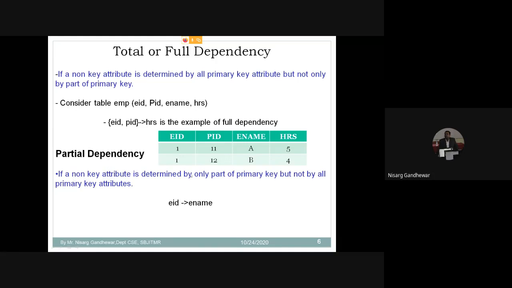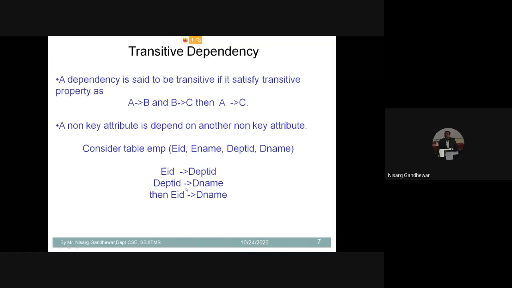If a non-key attribute is determined by only part of a primary key. Okay, in this case I'm using employee ID as a part. So this is the difference between total dependency and partial dependency. In total dependency you require all attributes. In partial dependency you are using either of the attributes to determine the value of the non-key attribute. So this is the concept of full dependency and partial dependency.